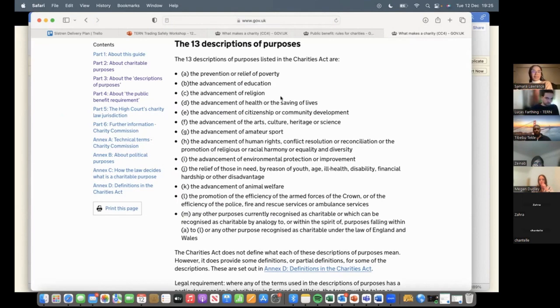So a quite classic one is the advancement of education. Lots of people do activities which advance education. So you might be, say, supporting people with learning.